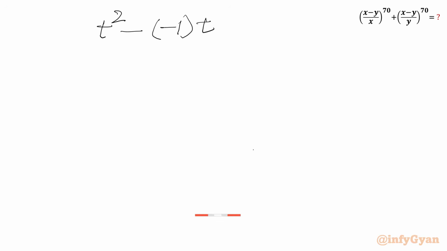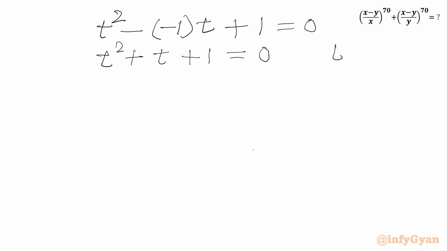So I can write t square minus sum of roots, it is minus 1 times variable t plus product of roots, it is 1 equal to 0. So I will write t square plus t plus 1 equal to 0. If I put t equal to negative 1 over here, will it satisfy our equation? No. If I put t equal to plus 1 over here, will it satisfy our equation?